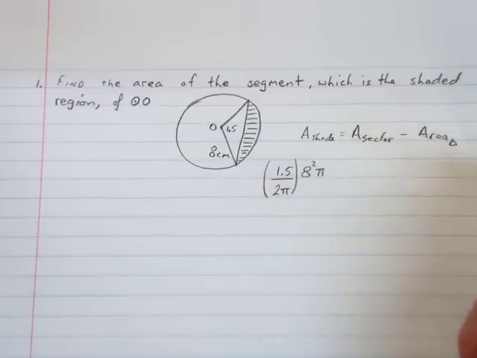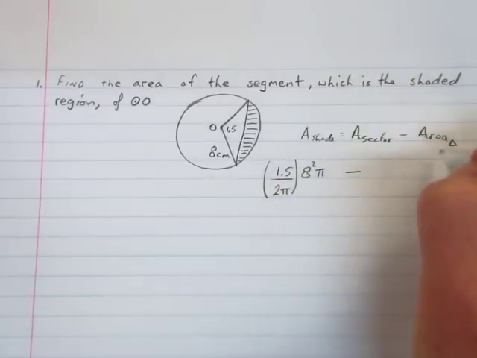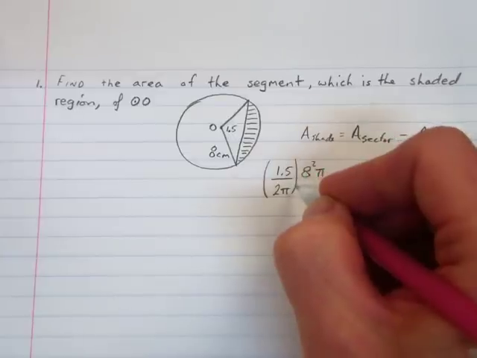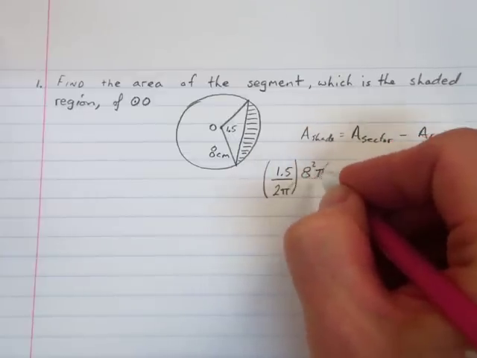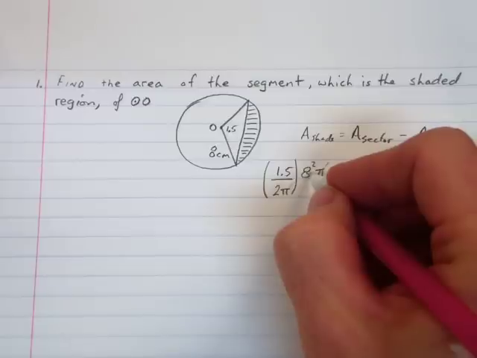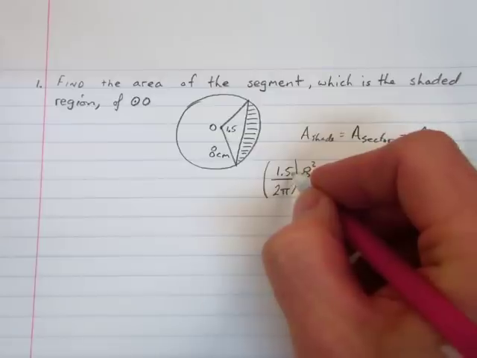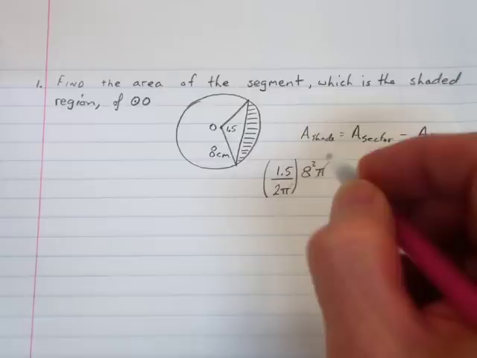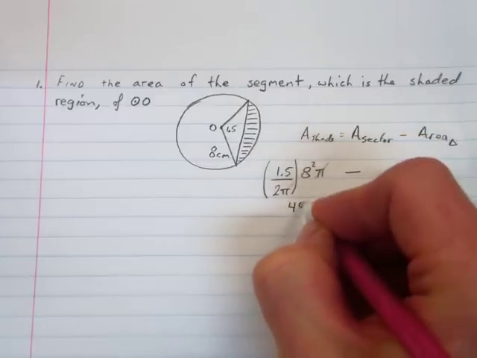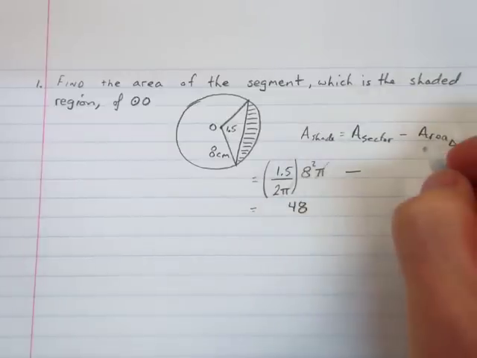Now we need to find the area of our triangle. Well, we could go ahead and simplify this one as well. The pi's are going to go away. We have 64 divided by 2 would be 32. And then 32 times 1.5. Half of 32 is 16, so 32 plus 16 would be 48. It's possible we could do that without using our calculator.